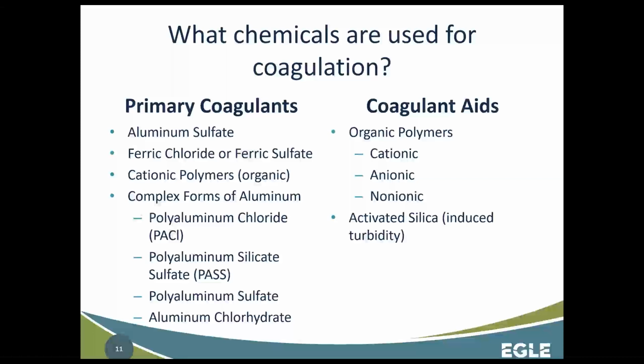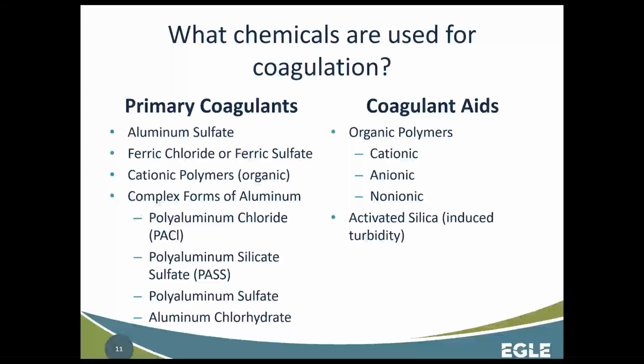Some plants might be really focused on reducing sludge production, because maybe the limiting factor in their treatment process is the sludge recovery and sludge management equipment. There's a lot of different reasons that you might select a less common coagulant, but it's a little bit more detailed than we're going to get into during this presentation.